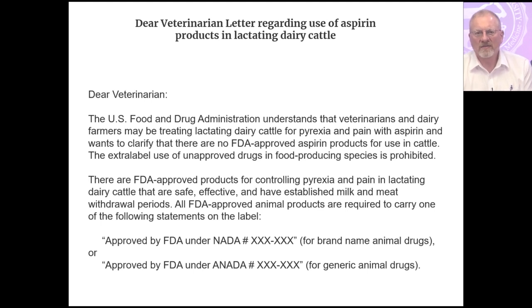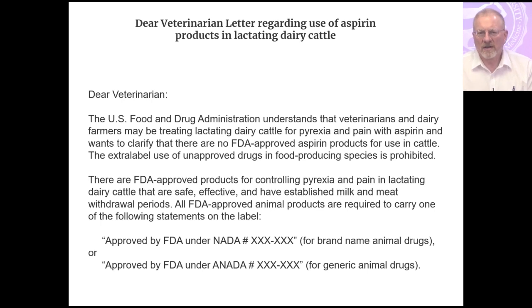They point out that there are FDA-approved products for controlling pyrexia and pain in lactating dairy cattle, with safe, effective, established milk and meat withdrawal periods. And as veterinarians, we're well aware that one of our main obligations in working with food animals is to make sure that meat, milk, or eggs derived from those food animals are safe for human consumption. One of the ways we do that is by making sure that the withdrawal period has been established and is enforced for those animals. And in the case of extra-label use, we are required to work to find the data that would allow us to create that extended withdrawal time.